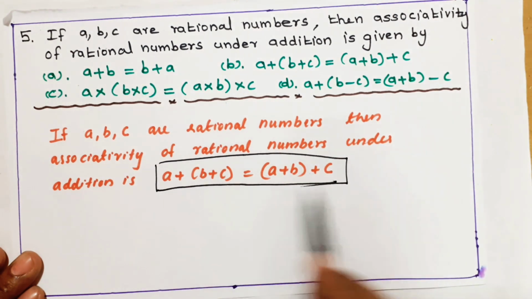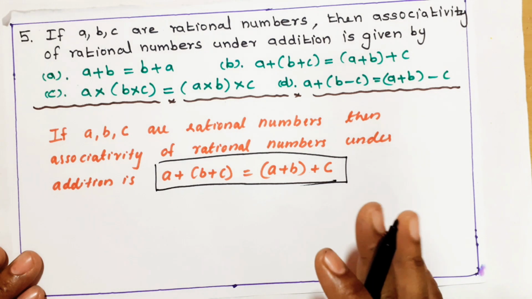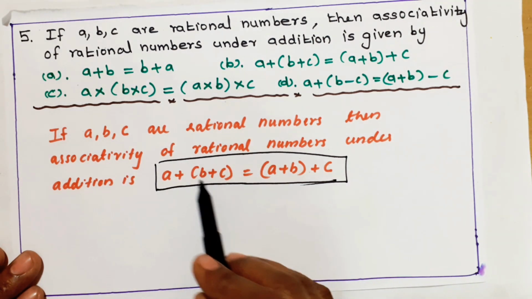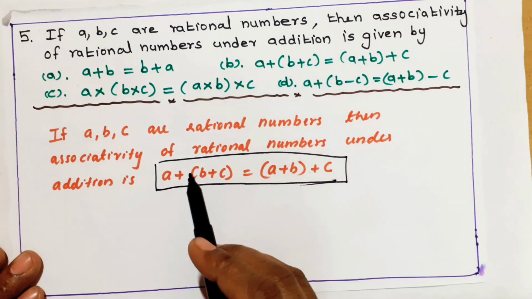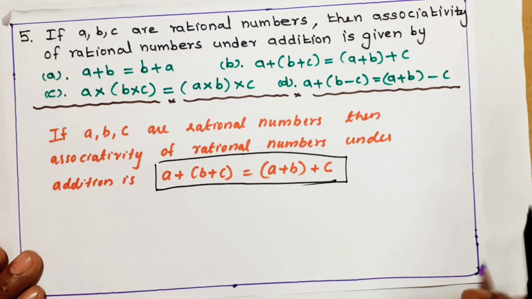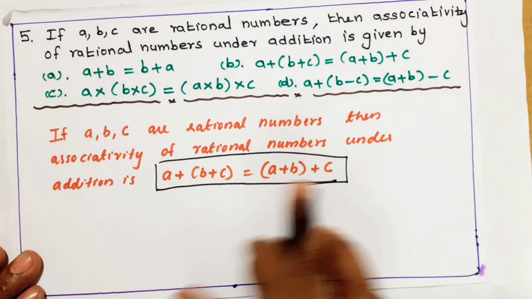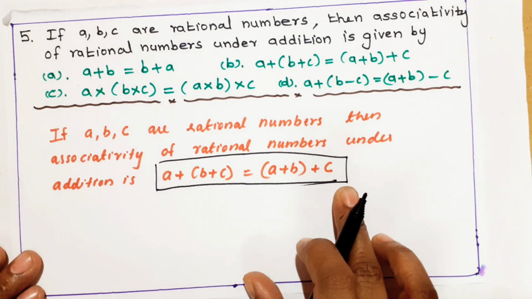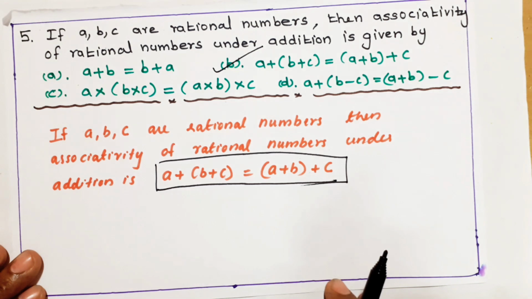If I need to add a few numbers, see A plus B plus C, they are telling first we need to add B plus C, then you add with A. That is equivalent to adding A plus B first and then C. So this is called associative property. We can do the grouping like A plus (B plus C) or (A plus B) plus C. Okay. So the answer is A plus (B plus C) is (A plus B) plus C. This is called associative property.